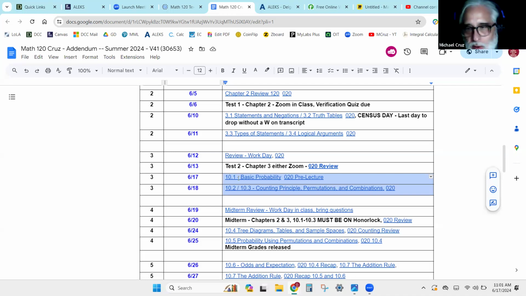That material, 10.1, 10.2, 10.3, the basics of probability and the counting methods, are going to be with the logic chapter and the set theory chapter on the midterm. Those things will be on the midterm, okay? All of those three. This is the new material we're going to cover. We'll probably get 10.1 and 10.2 today, which is basic probability, and then talking about this thing called the counting principle.